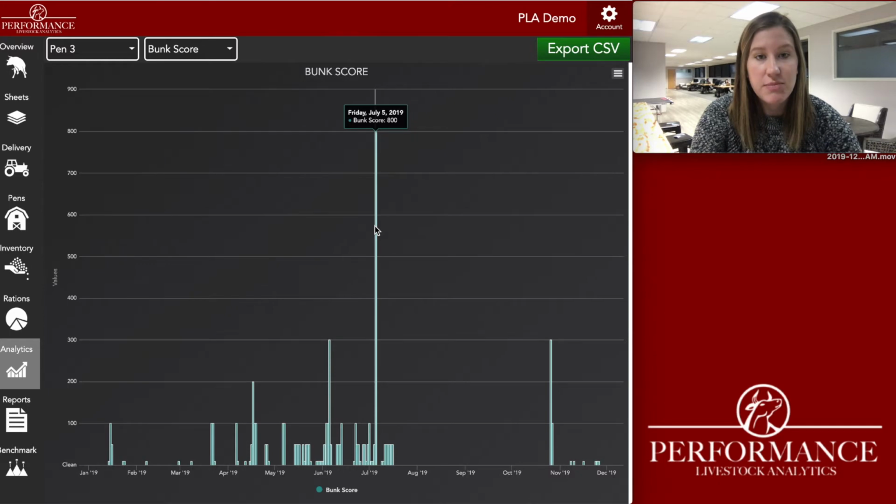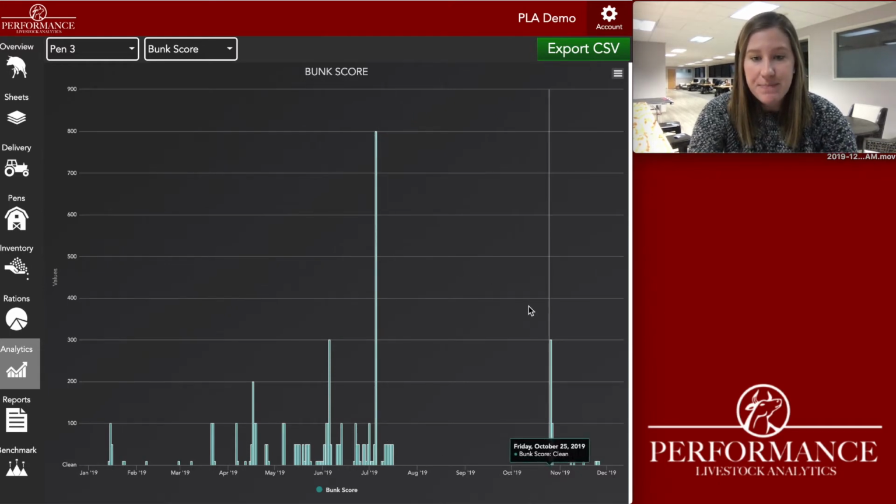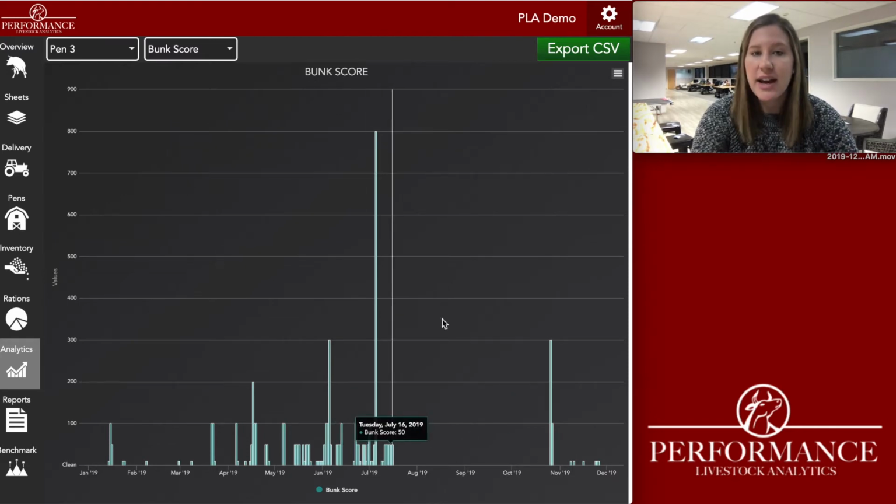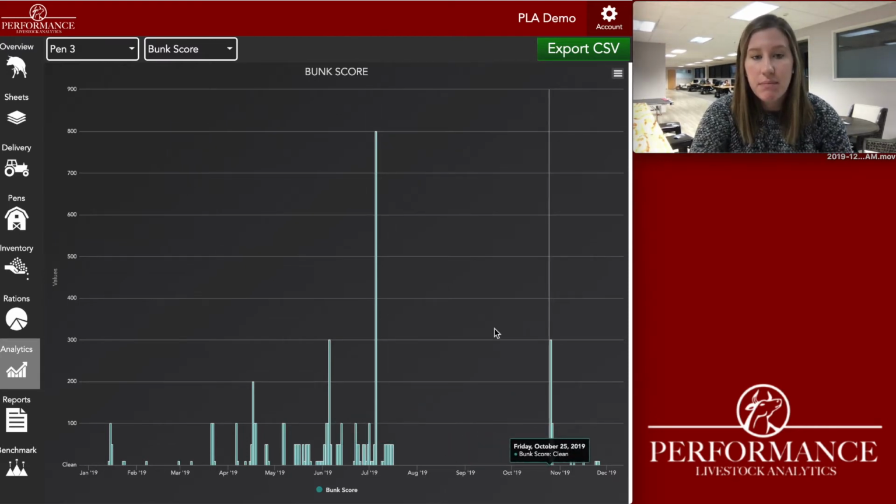So you can see back on July 5th, it got scored very high. And this just gives you kind of a good overview of saying, okay, how much are we overfeeding them? Do we need to bump them up quicker? It really gives you a nice visualization of your long-term success of feeding here. Again, these can all be exported, so you can do what you'd like with that data.